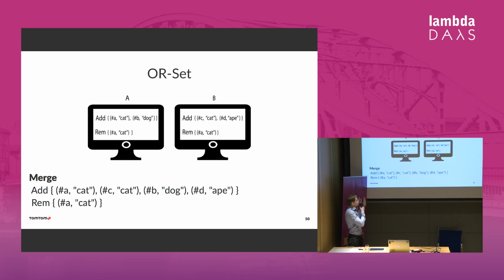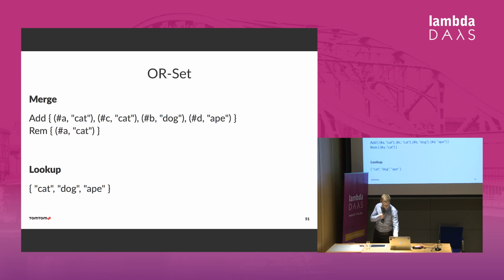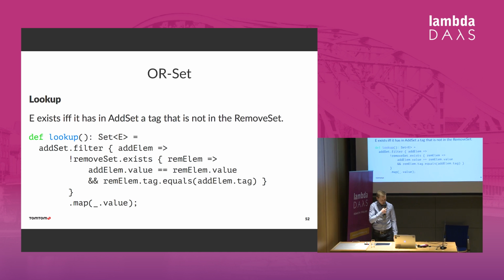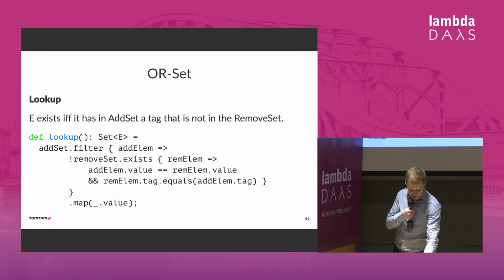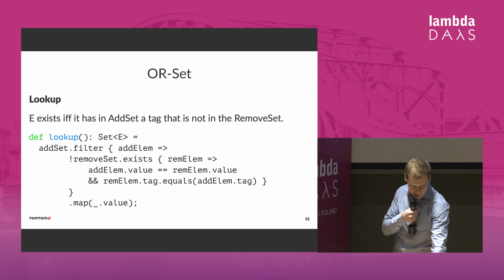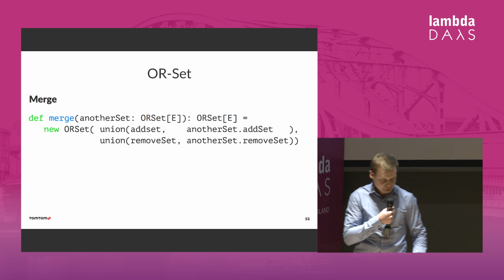So the merge works, surprise, surprise, exactly the same. We just take a union of the add set and remove set, and that's basically our merge. The lookup, yeah, that's how we calculated lookup in here. We also have a code sample for the lookup operation, basically traversing the add set and then finding the corresponding elements in the remove set. And merge is exactly the same.